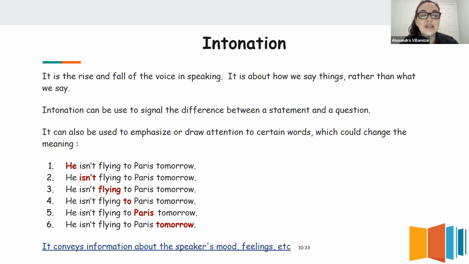Now let's go with number 2. Who would like to read number 2? Please. He isn't flying to Paris tomorrow. Okay. So what does it make you think when you make the emphasis on "isn't"? Well, either he is or he isn't flying. In this case, he is not flying. Correct. Okay. Who would like to read number 3? I can do number 3. Please, okay. Peggy.